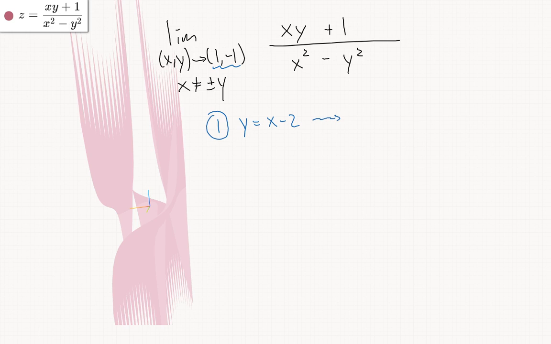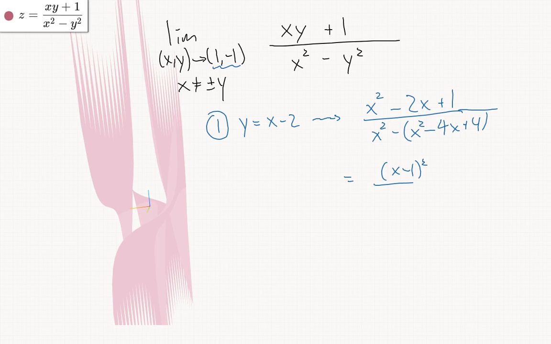So if we do that, then our fraction will become (x squared minus 2x plus 1) over (x squared minus 4x plus 4). So that's (x minus 1) squared over 4x minus 4. So that's 4 times (x minus 1). We can cancel an (x minus 1) in the top and the bottom. So this becomes (x minus 1) over 4. And that goes to 0 as x goes to 1.